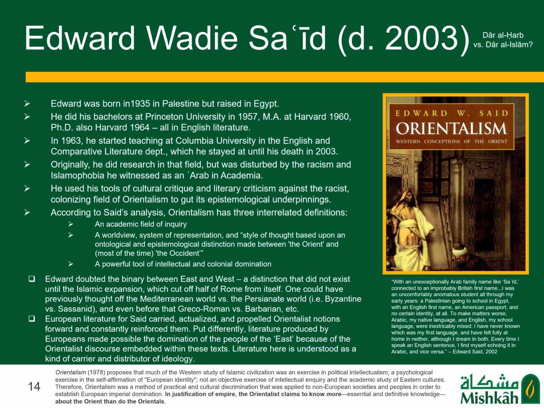With an exceptionally Arab family name like Said, connected to an improbably British first name, Edward, I was an uncomfortably anomalous student all through my early years, a Palestinian going to school in Egypt with an English first name, an American passport, and no certain identity at all.